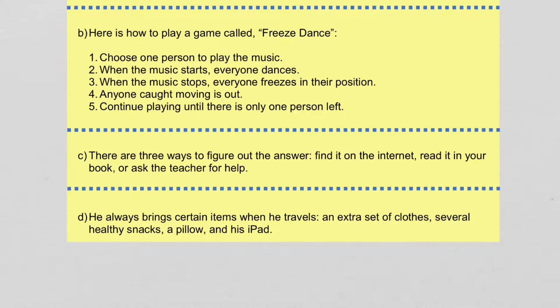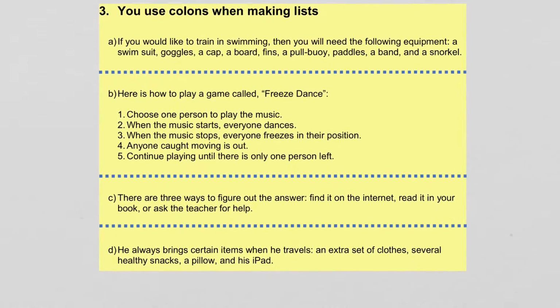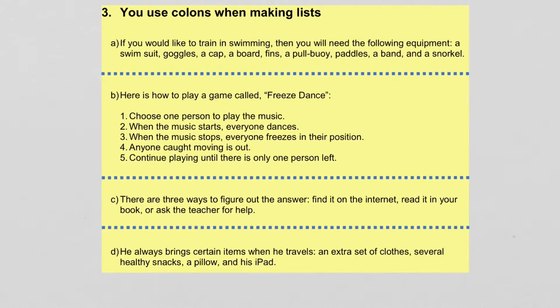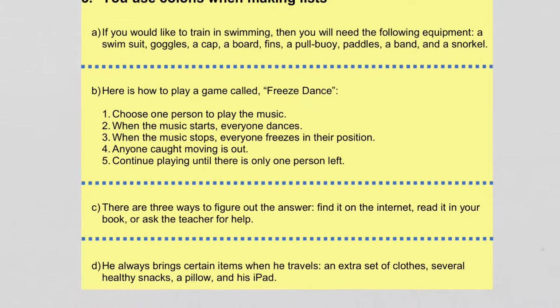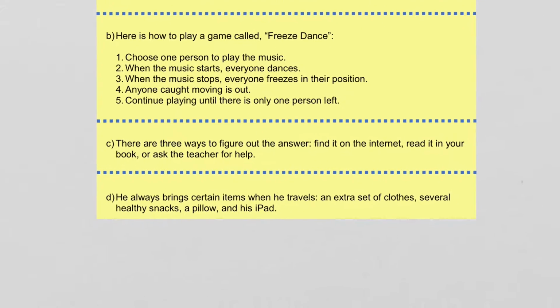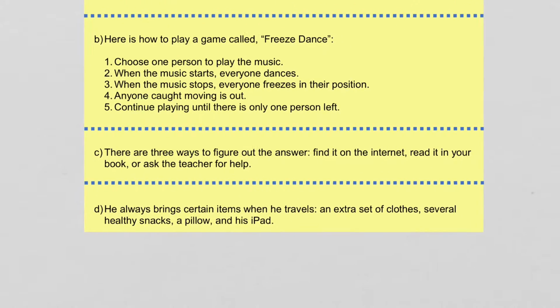Number 1, choose one person to play the music. 2, when the music starts, everyone dances. 3, when the music stops, everyone freezes in their position. 4, anyone caught moving is out. 5, continue playing until there is only one person left. So you notice that there's 2 ways to write a list, really. You can write it out all on one line or a couple of lines, like with example A. Or you can list each part of the list out like I've done here with example B.